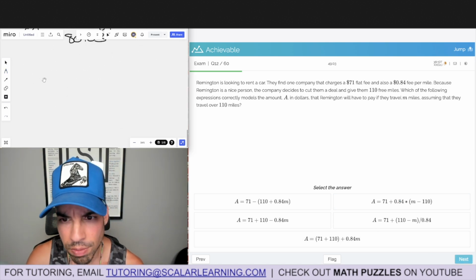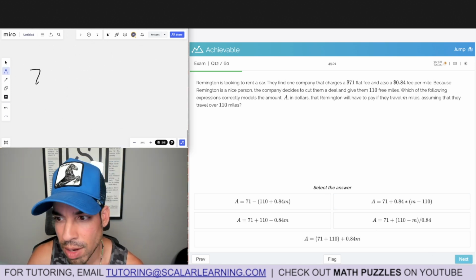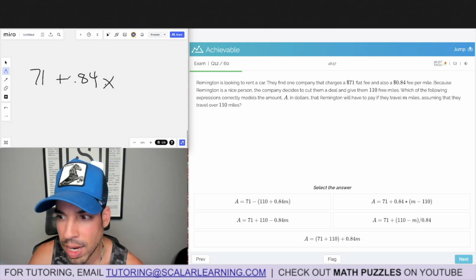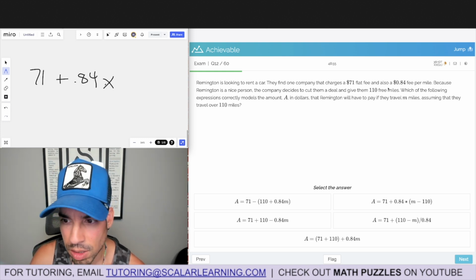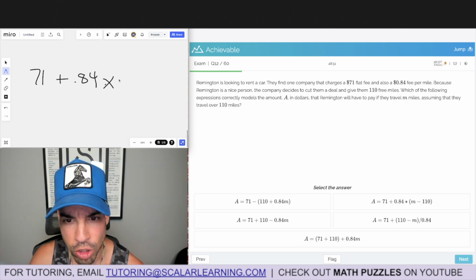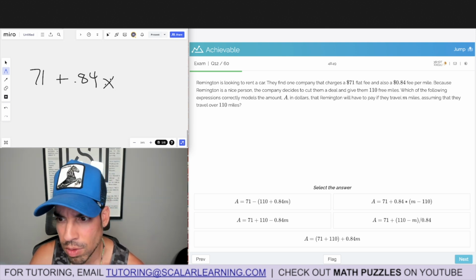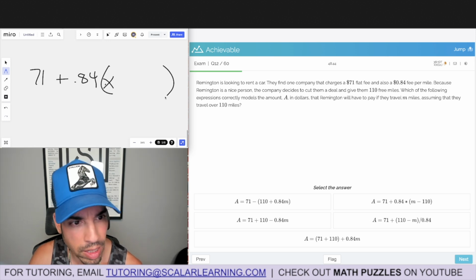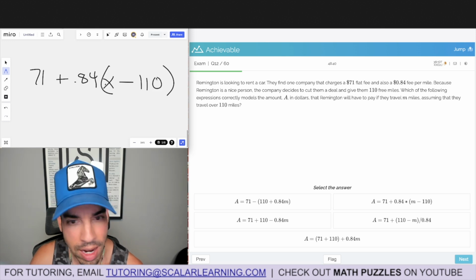Okay. Remington's looking to rent a car. Here we go. They find one company that charges a 71 flat fee and also 84 cents per mile. So that's per mile, that's my X. The company decides to give them a deal with 110 free miles. Which of the following expressions correctly models this? Okay, 71 flat fee plus 84 cents per mile, but they get 110 free. So it's kind of like X minus 110.